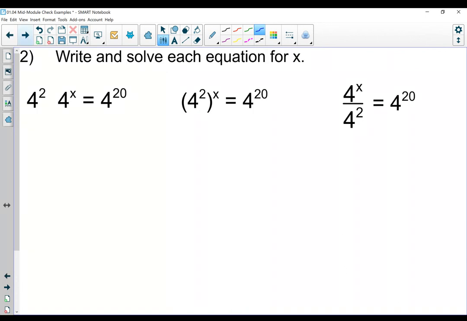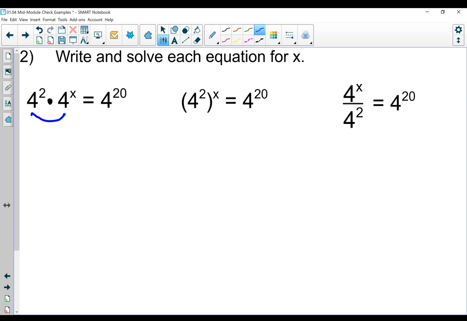Problem 2. Write and solve each equation for x. In order to do these problems, we really need to be thinking about those properties that we can use for exponents. On this first one, I have 4 squared times 4 to the x power equals 4 to the 20th. So I need to remember what I do with these exponents to combine them. Here I have 2 factors of 4, and I'm multiplying by x factors of 4.